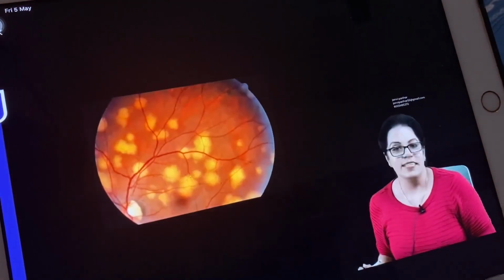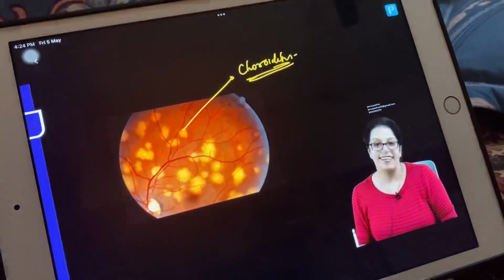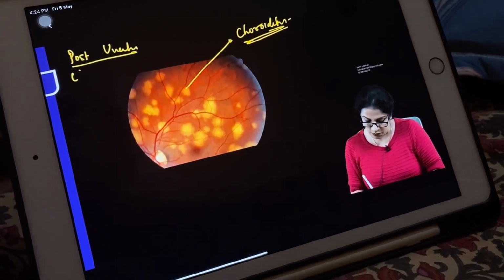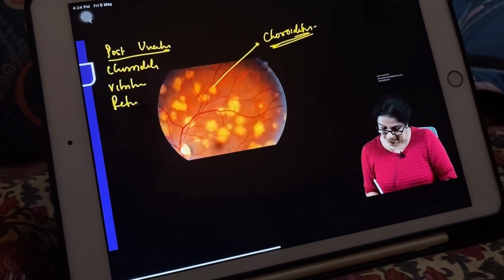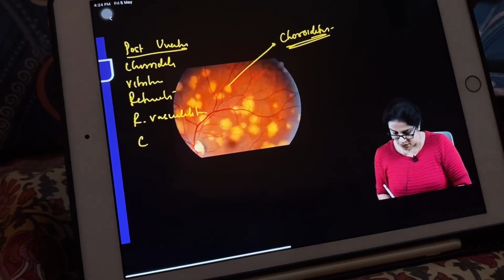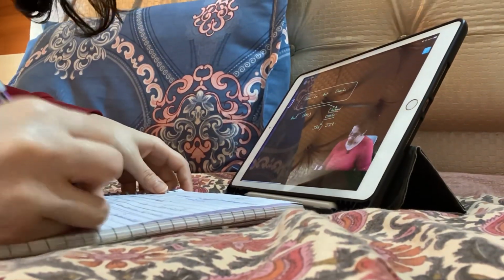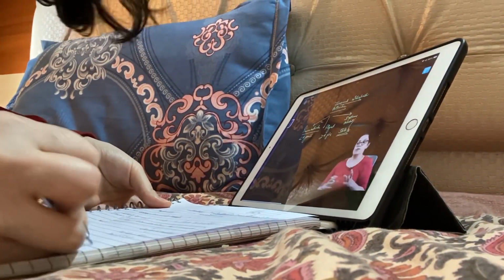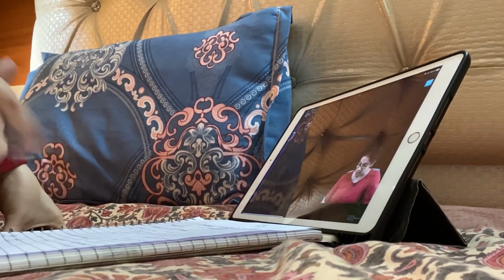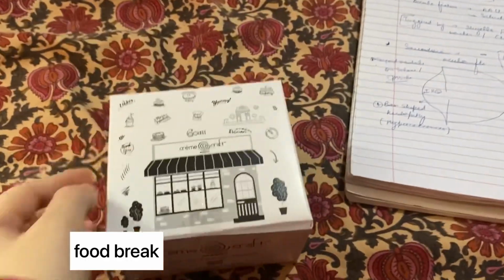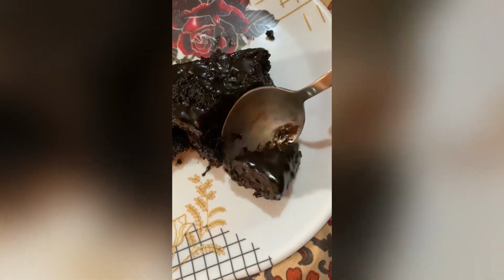And the understanding of the chapter becomes much easier with the help of this diagram assisted learning. Yes guys, so I just completed the lecture on uveitis and I'll just take a break now. I'm thinking of making myself some tea.